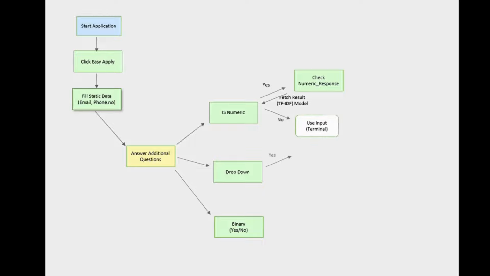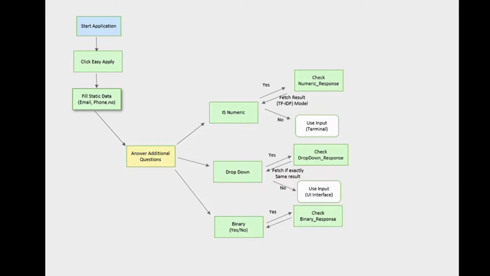For drop-down questions, the script fetches the result if the exact question is present in the file. If not, you can select a response directly through the user interface. For binary questions, it follows the same approach, fetching the response if the exact question is stored, or prompting you to respond through the UI for a new question. In these cases, we are not using any models because drop-down and binary questions are minimal and usually repetitive. However, this approach might benefit from an auto-detection system in some instances.